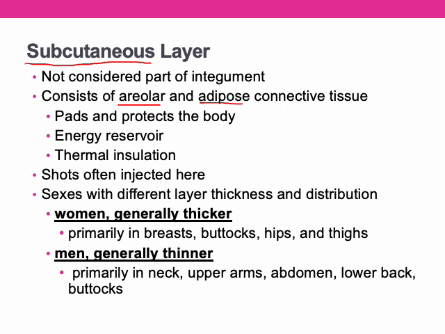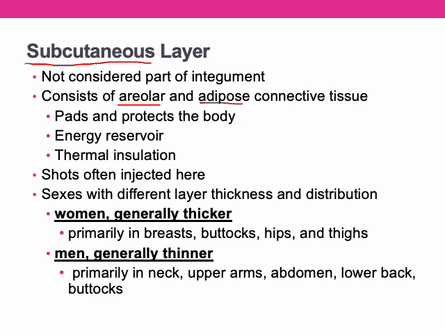There is a difference in the thickness and the distribution of this layer when it comes to men versus women. Women, in general, have a thicker subcutaneous layer, and you can see that mainly in the breast, buttocks, hips, and the thighs. For men, it's usually a thinner layer in comparison with women, and you see this layer a little bit more in the neck, upper arm, abdomen, lower back, and the buttocks region.